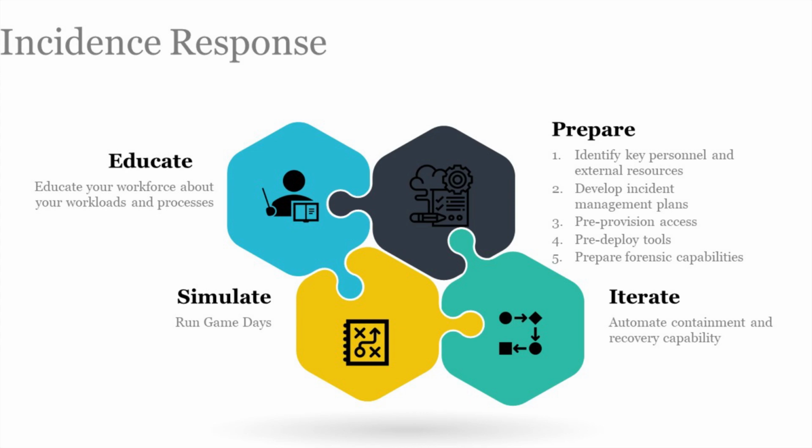Prepare. 1. Identify key personnel and external resources. As one of the first steps to prepare for incident response situations is identification of the service owners internally, as well as external resources such as third-party vendors, AWS support, etc. Your team should have the details of all the resources well in advance to reduce the response time.